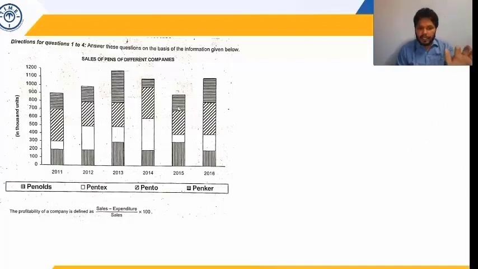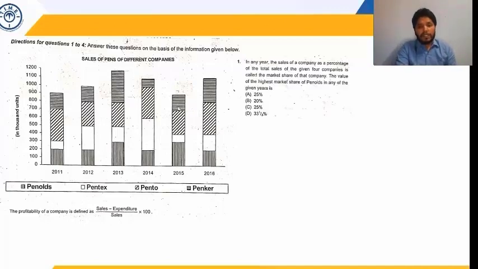So I hope this is clear, that here we have not given sales revenue, they have only given us sales in units, how many units we have sold in 1000 units. I hope the data is clear to everyone. So let's move on to our question number one.